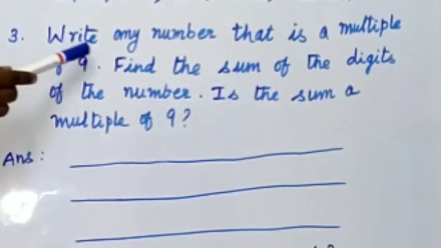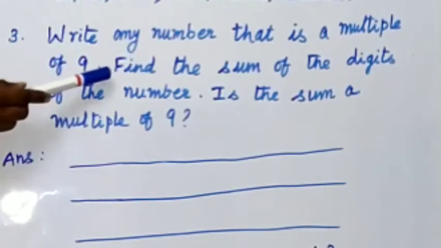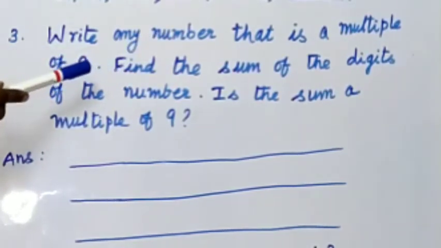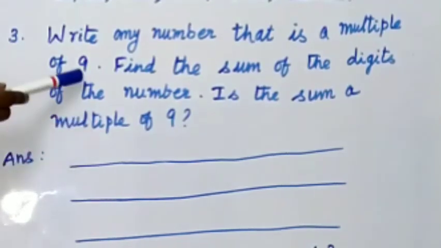Write problem number 3: Write any number that is a multiple of 9. Find the sum of the digits of the number. Is the sum a multiple of 9? We have done this problem in the previous class video. If you have any doubt, just look over that video and find the answer for this problem.